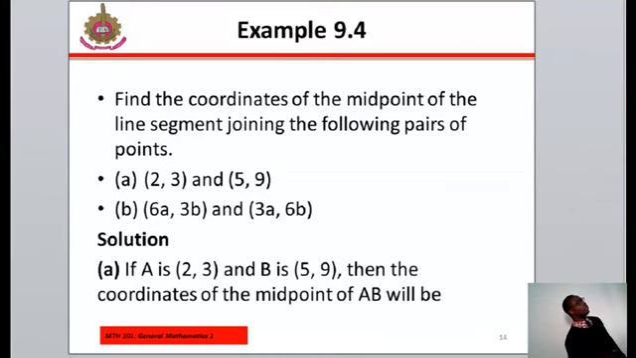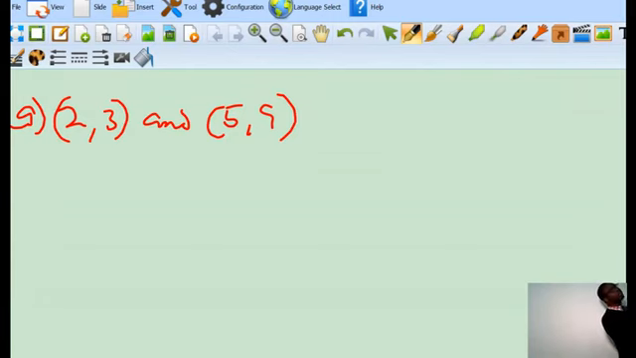Find the coordinates of the midpoint of the line segment joining the following pairs of points: a, 2, 3 and 5, 9. Now let us treat example A alone. Find the midpoint of the line segment joining 2, 3 and 5, 9.